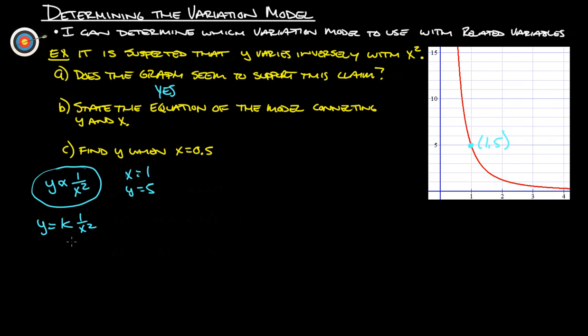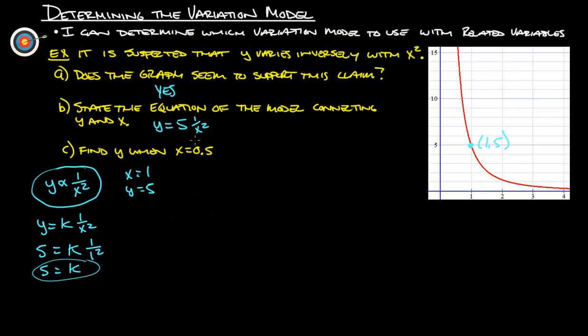So now we just plug information in. y is 5. We don't know what k is. That's what's going to help us write the equation of the model. Then we have 1 over, in this case, just 1 squared. So 5 equals k times 1 over 1 squared, which is just 1. So 5 equals k. That means the equation of the model is y equals 5 times 1 over x squared. You can just leave it like that. You could write it as 5 over x squared if you want, but this is totally fine.